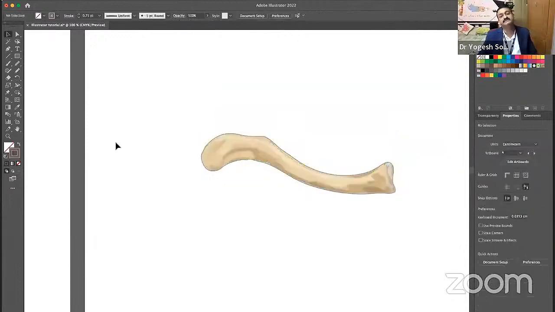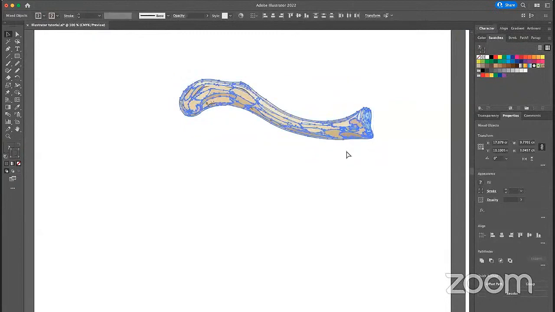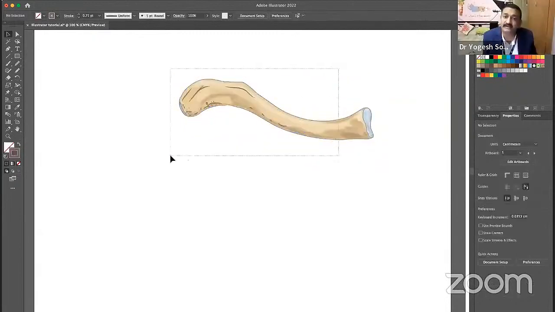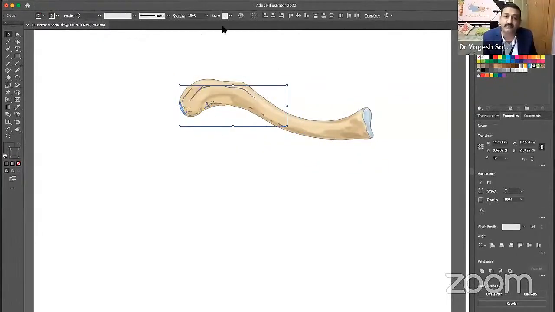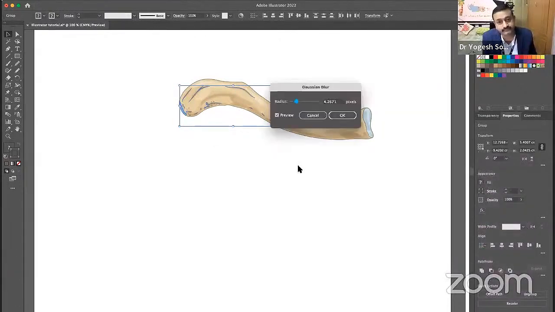See, now the shades are there and the bone is ready. So this is the way how we shade the bone. Furthermore, we can even apply more details, finer details. See here, some finer details I am going to add. Again, I will blur those finer effects also.